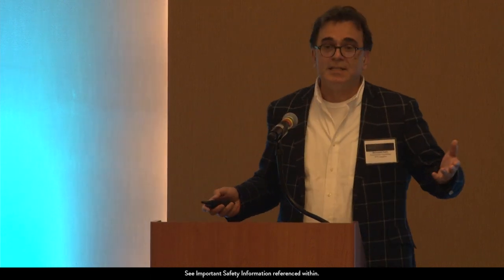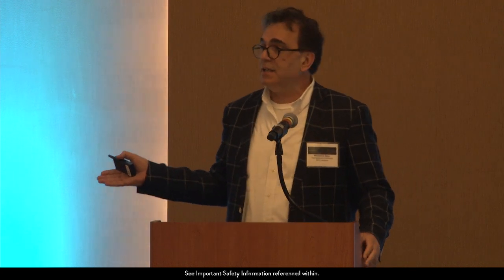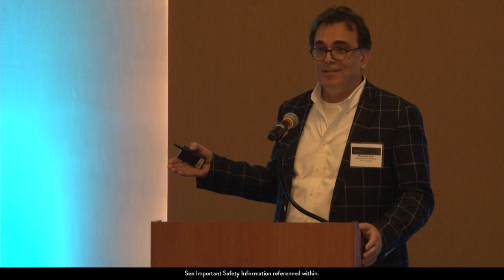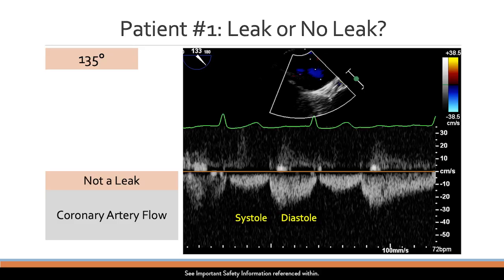Circumflex. And this is a left-sided coronary. Yes, you know that's a left-sided coronary, not the right-sided? Of course, better be. So what would the right be? The right would be systolic dominant, as opposed to left-sided, which is diastolic dominant. So this is not a leak, this is coronary artery flow. Okay, how about this?